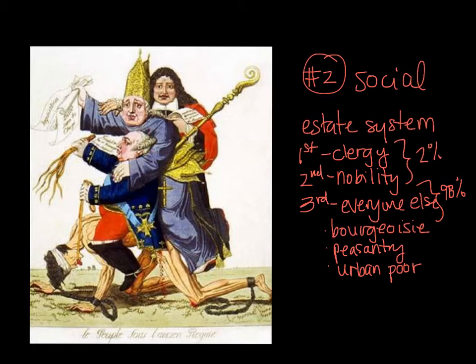This cartoon here illustrates the idea that the third estate was very burdened in the era of the French Revolution. So let's just go through and identify each of the individuals. This guy in the back with the lovely curly hair here is the king. Okay, this guy with the bishop's hat represents the clergy.